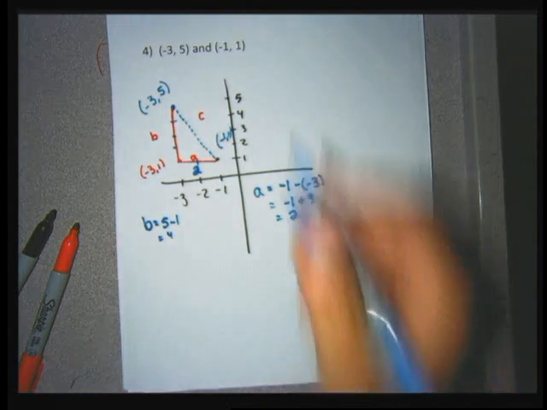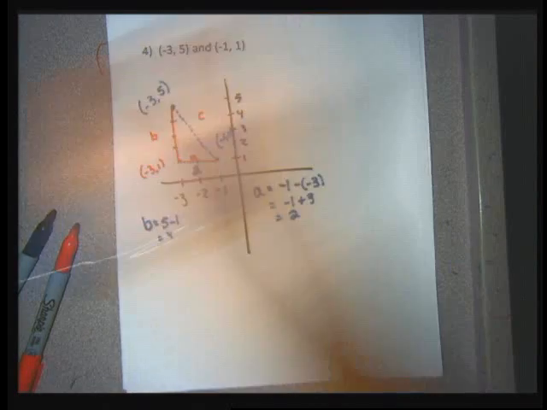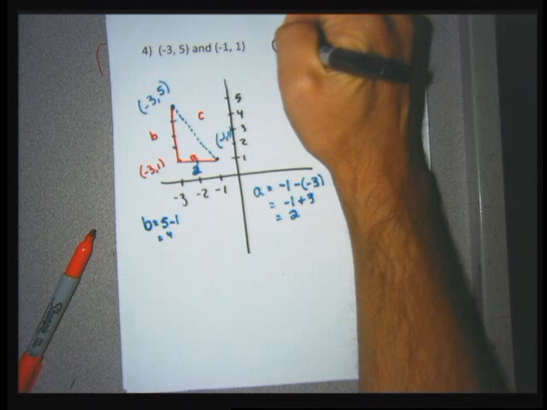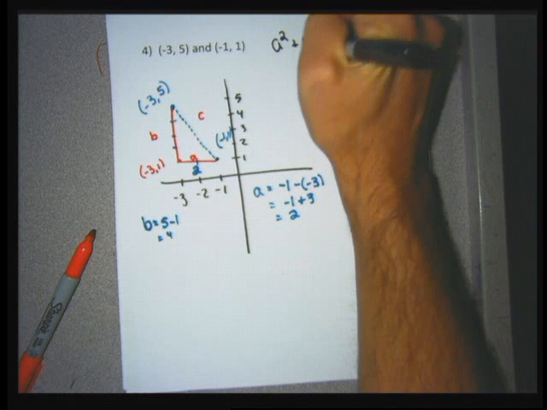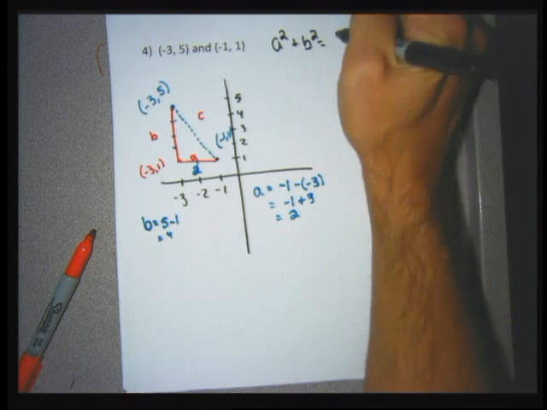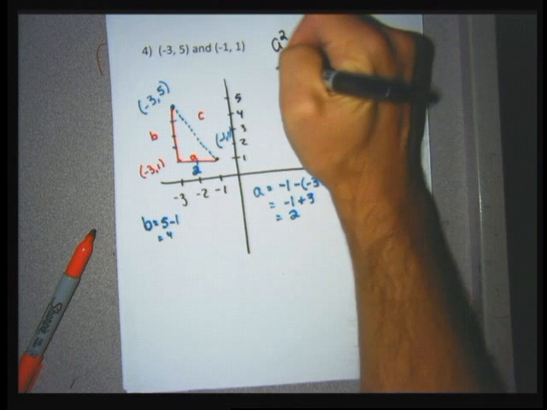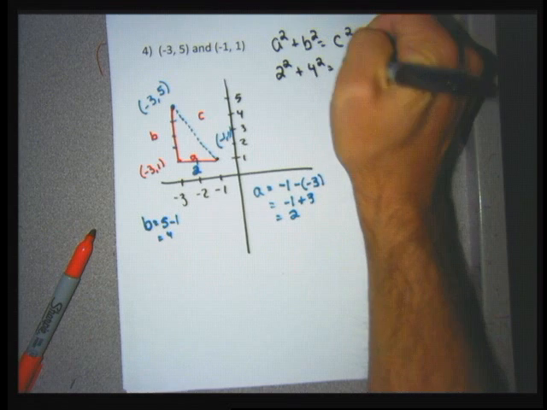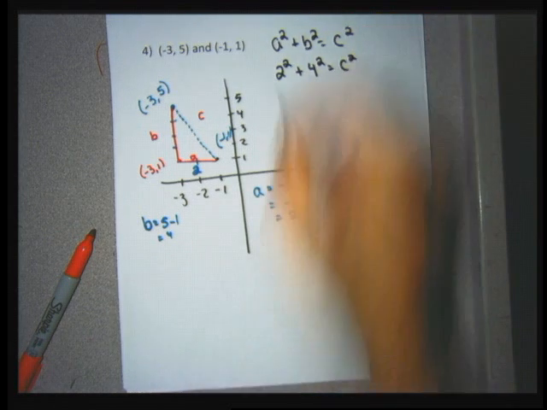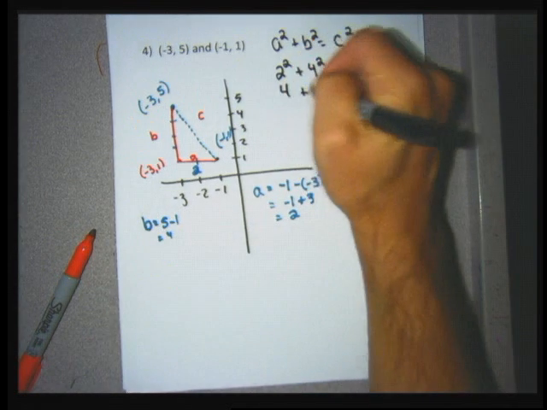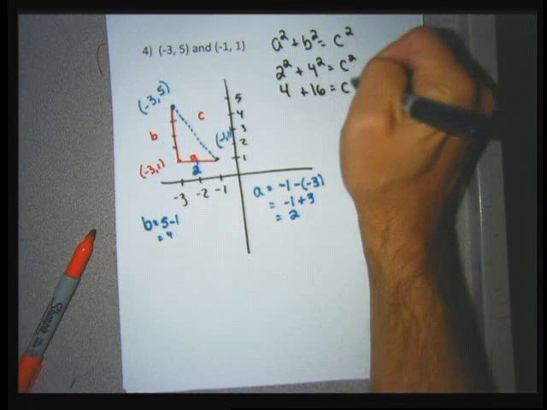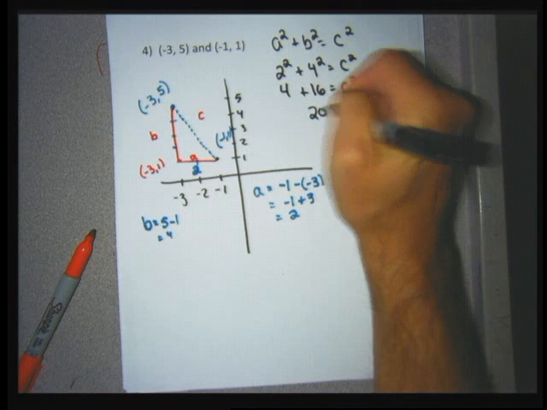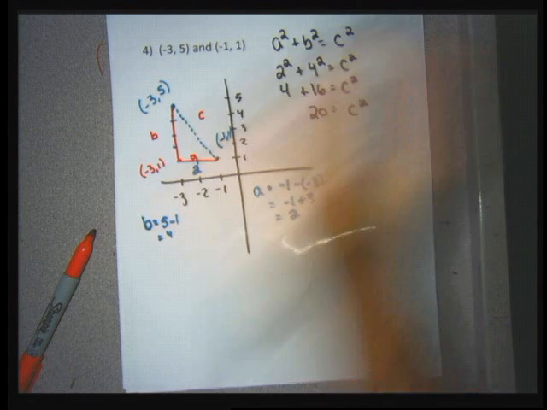So now I'm going to use the Pythagorean theorem, a squared plus b squared equals c squared. The a squared is going to be 2 squared. The b squared is going to be 4 squared. The c squared is what I'm trying to find. 2 squared is 4. 4 squared is 16. 4 plus 16 is 20. So I get 20 equal to c squared.